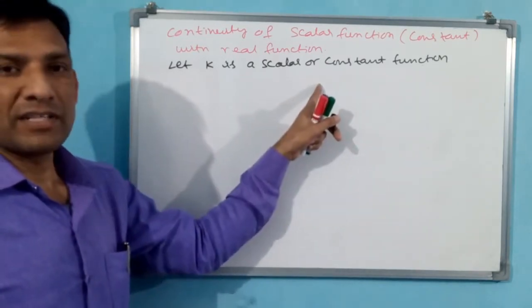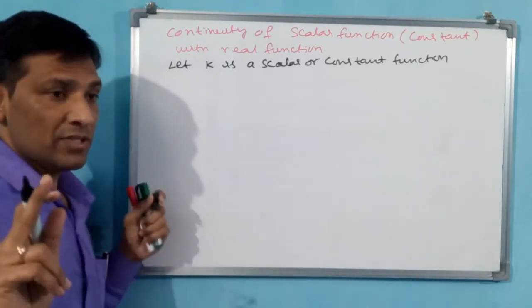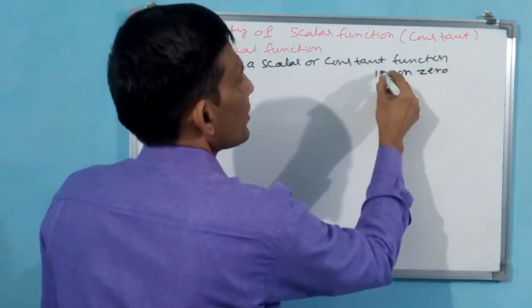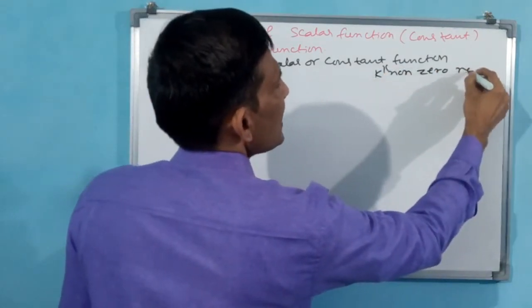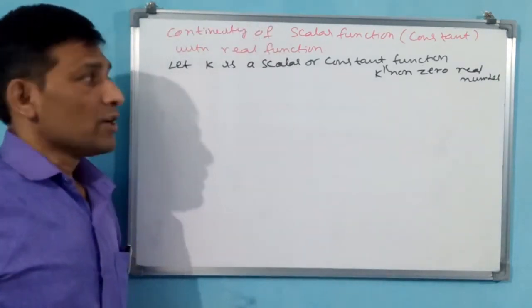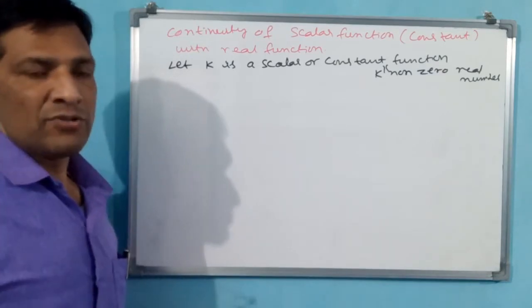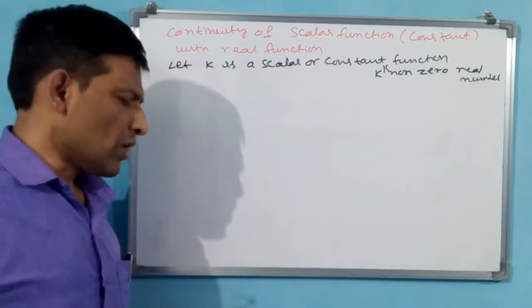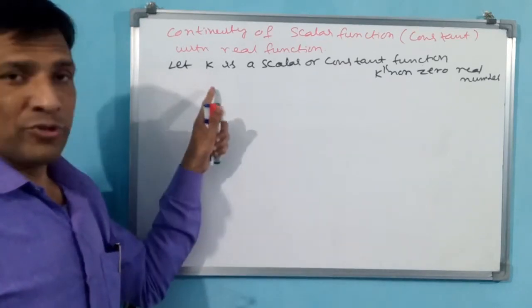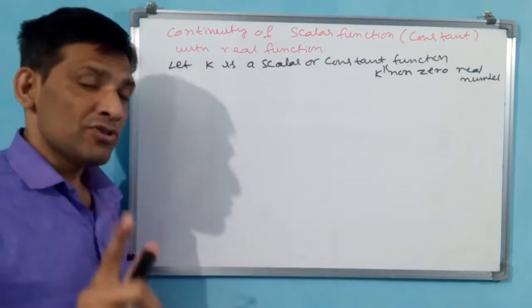Let k be a scalar function, and k is normally a real number. K is a non-zero real number. Why? Because if it is 0, then problems will occur. If you multiply this function with another function, then that function is also going to become 0. Then there is no value. 0 is also defined, it is not undefined, but even then you don't get any value. That is why you presume that k is a non-zero real number.